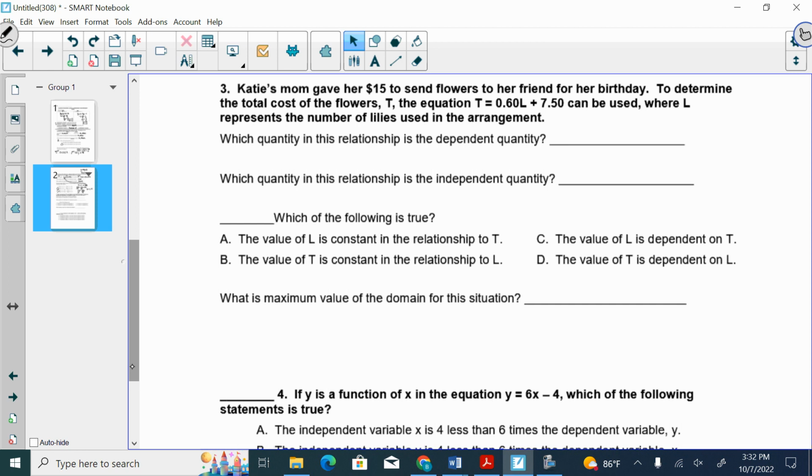Okay, so is dependent the X or the Y usually? The Y, okay, because it's going to depend on our independent X. Okay, so in the equation, which letter was where the Y usually goes in the equation? Which letter is where the Y goes in the equation?